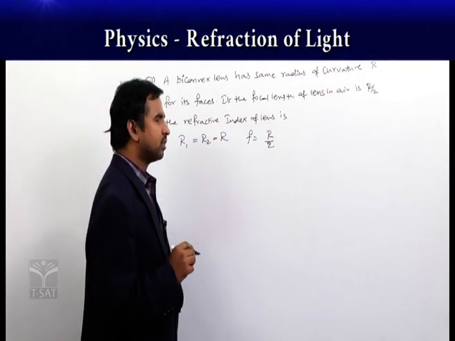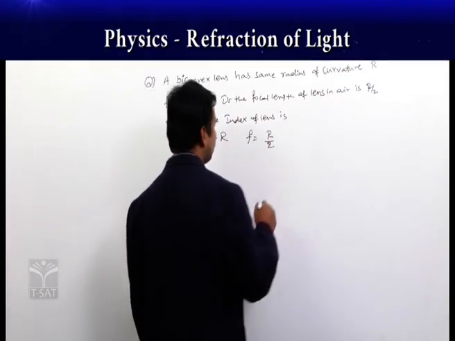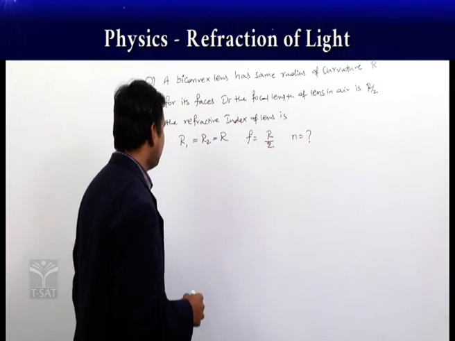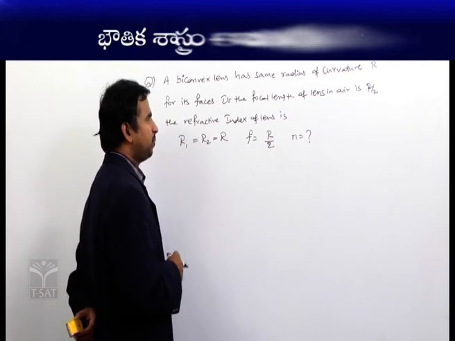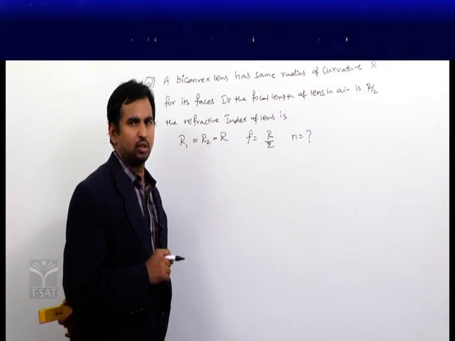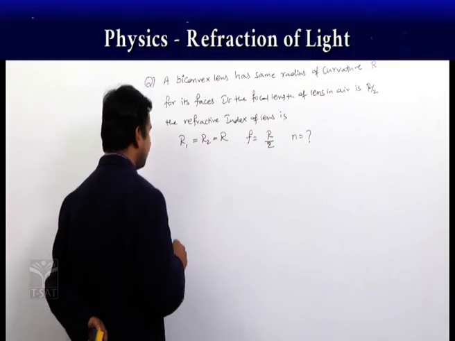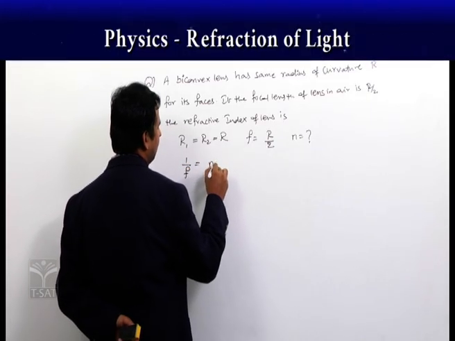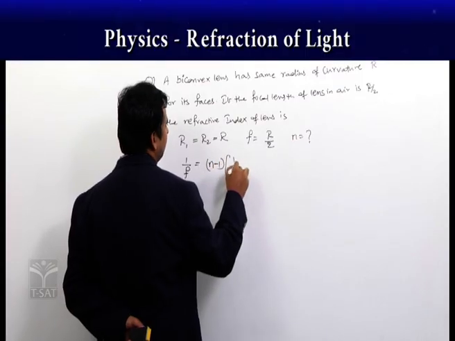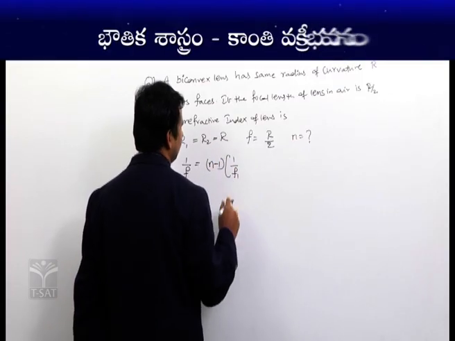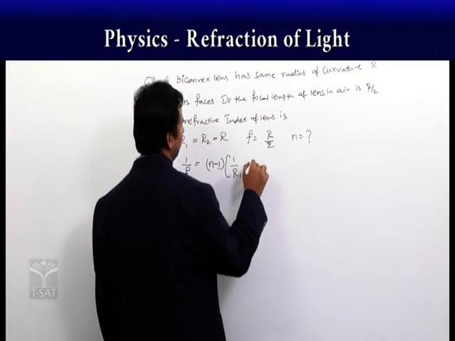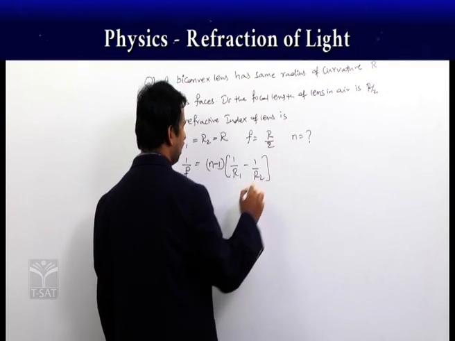Then the refractive index of the lens is, that means we have to find the refractive index of the lens, n is equal to how much. Then we know that as it is based on the lens maker formula, about a thick convex lens here, the formula is 1 by f is equal to n minus 1 times 1 by r1 minus 1 by r2.